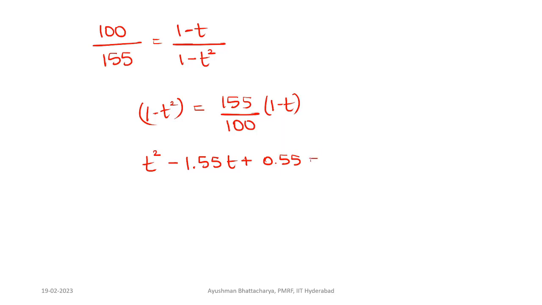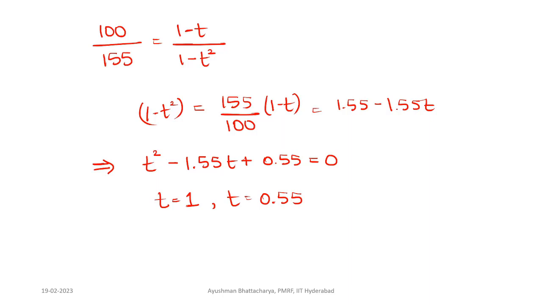If you further solve it, you come to this, so now this has become a quadratic equation. When you solve this quadratic equation, there will be two roots. After solving it you will get t is equal to 1 and another root, t is equal to 0.55.